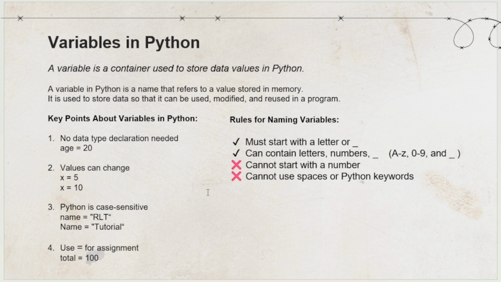There is a set of rules for defining a variable. Any variable must start with a letter or underscore. A variable can contain letters, numbers, and underscores. It cannot start with a number, and cannot contain spaces or Python keywords, like for, if, else. There are some key points about variables. No data type declaration is needed. Value can be changed. Python is case sensitive.